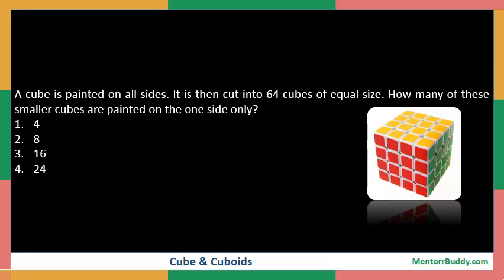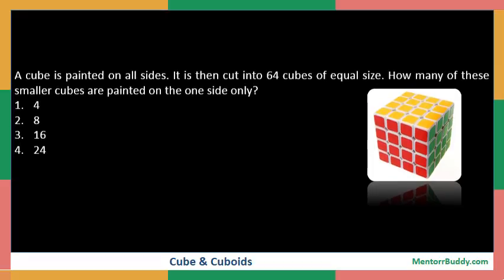We have a question based on cube and cuboids. The question says, a cube is painted on all sides. It is then cut into 64 cubes of equal size. How many of these smaller cubes are painted on one side only?